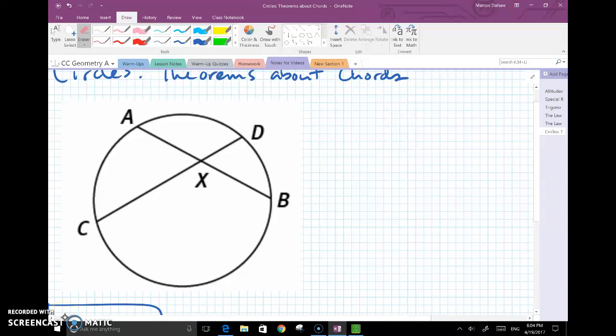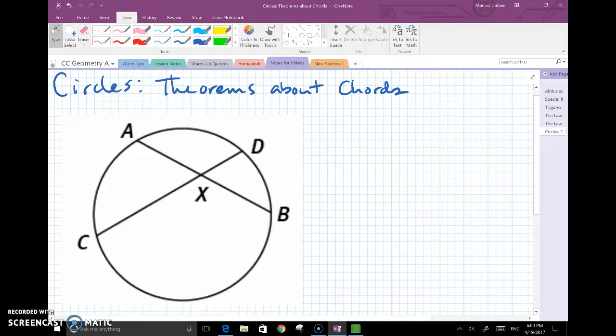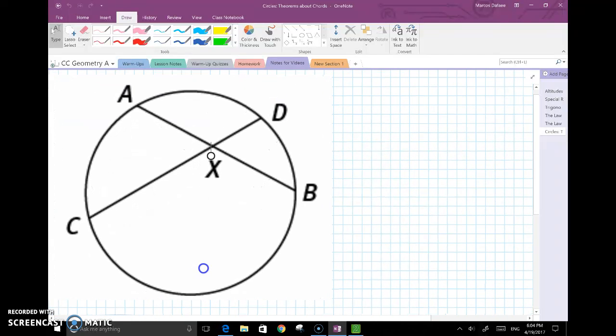Hi everybody. In this video I will be talking to you about one of the theorems about chords related to circles. In this diagram you can see that I have a circle with two intersecting chords. Now this chord here, CD, is intersecting with this chord over here, AB. And the place where they meet is of course right here at point X.